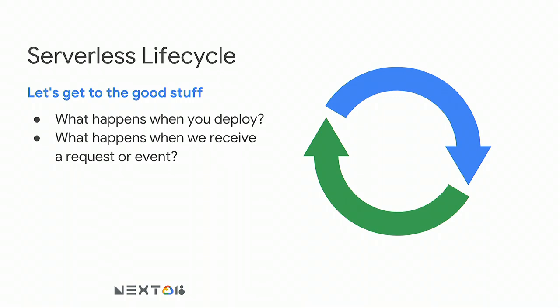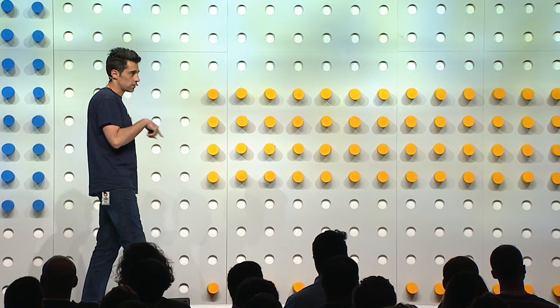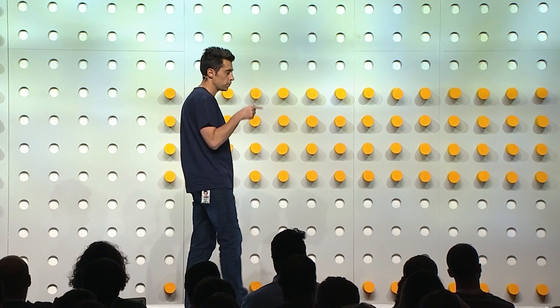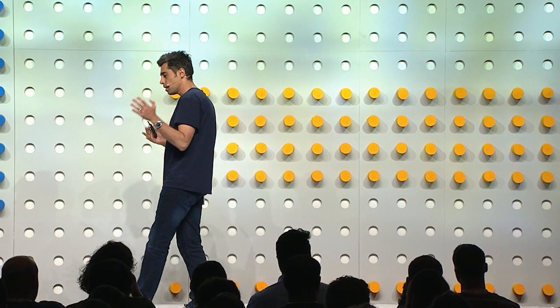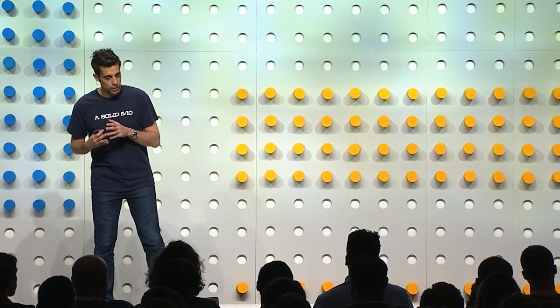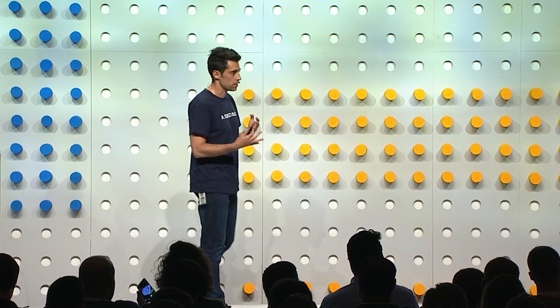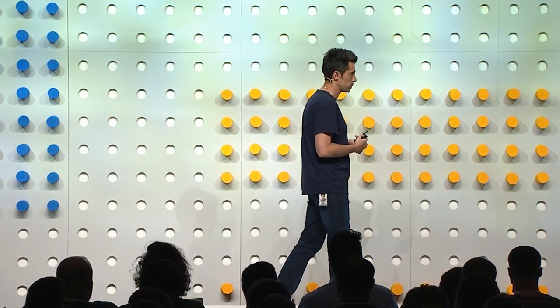Okay, let's get to the good stuff. I'm going to talk about the life cycle. What happens when you deploy? When you execute that CLI command, what's actually happening? And then once your application is serving traffic, how do we route the request to you, and what's going on? How are we scaling up and down, and what are some of the side effects of the implementation we have?